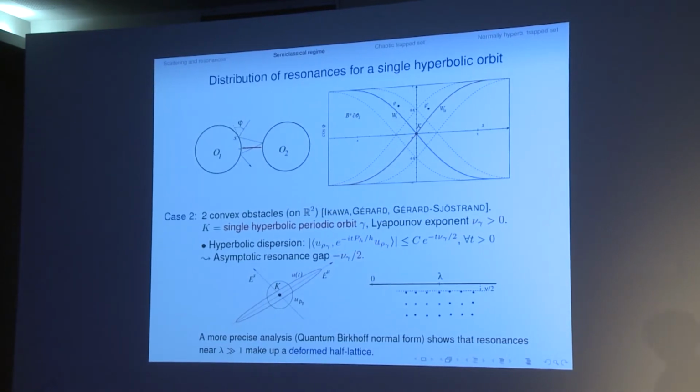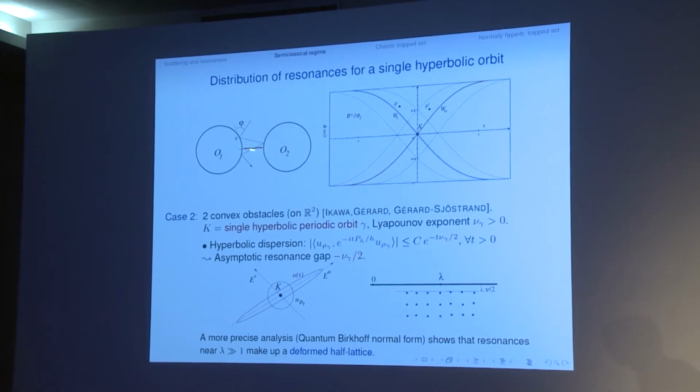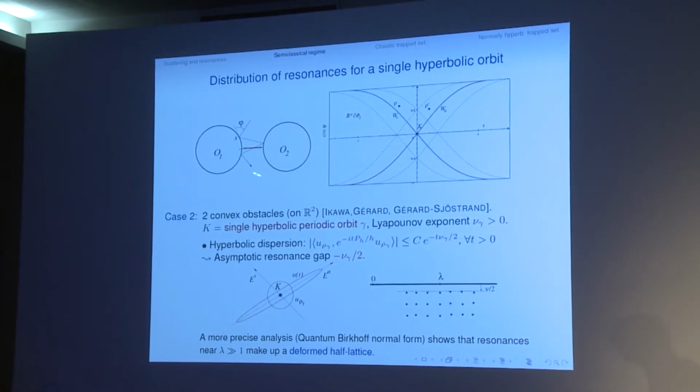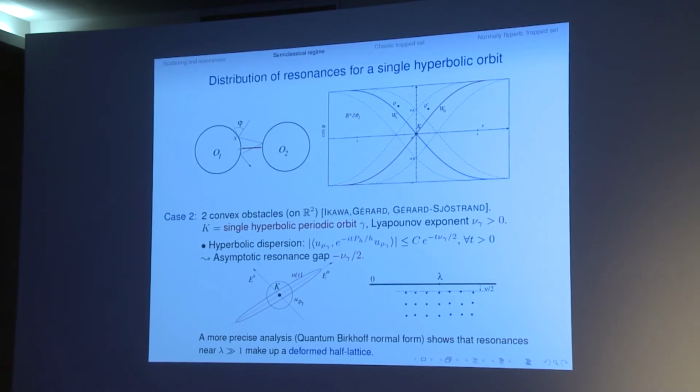So in this situation, the trap set is a single hyperbolic orbit, and because of the convexity of the boundary here, we have dispersion. That is, this orbit is unstable. You can imagine that if you perturb this orbit a bit, then the perturbed orbit will soon escape, and it will escape exponentially fast.